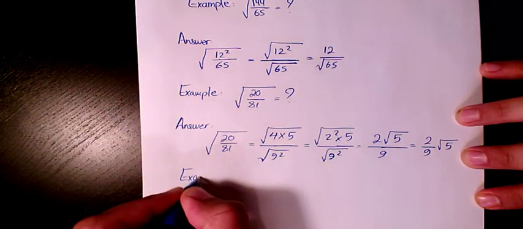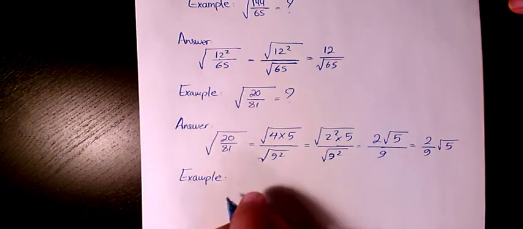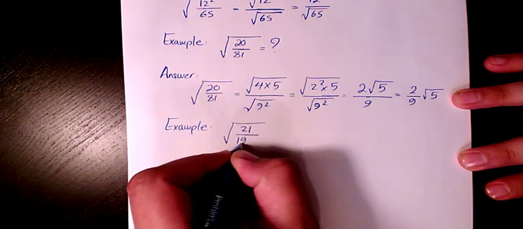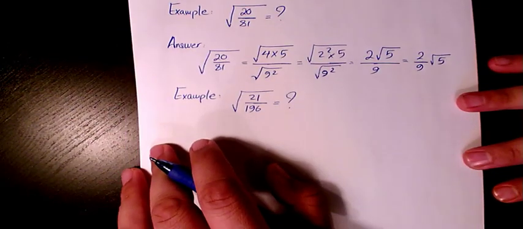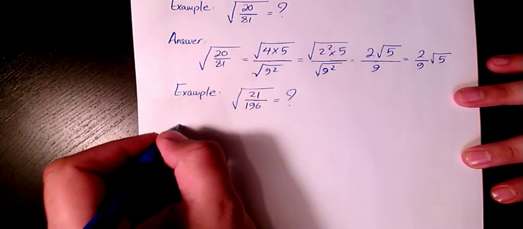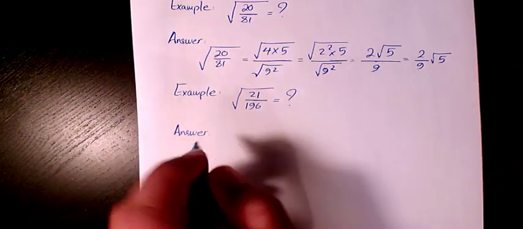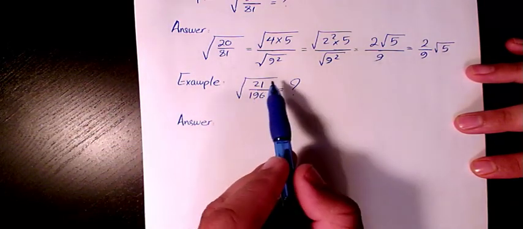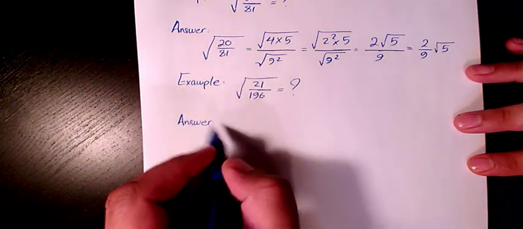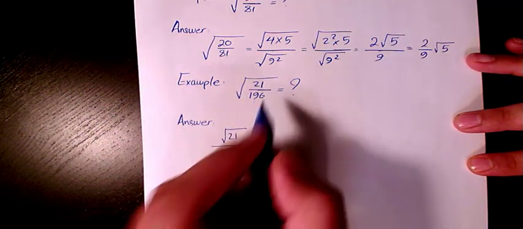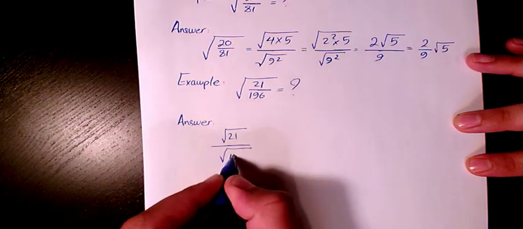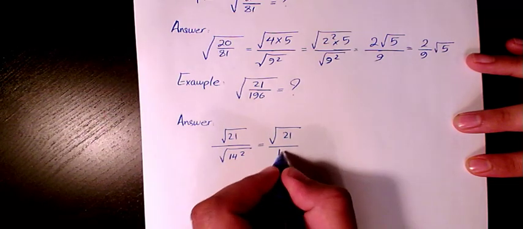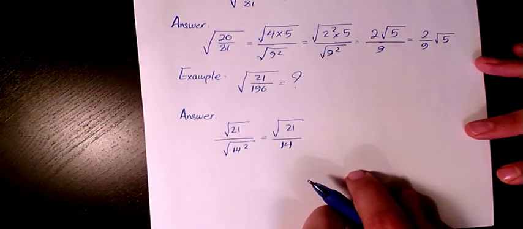Next example. Square root of 21 divided by 196. The answer is: 21 is just 21, 3 times 7. We cannot find a perfect square, so I just write it like that. 196 is the same as 14 squared. So we have the square root of 21 divided by the square root of 14 squared, which is just 14. So we can write it like that.